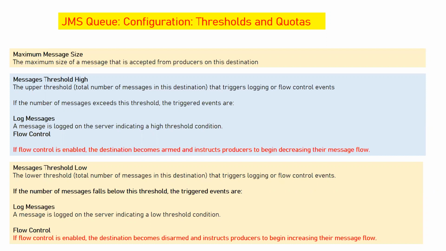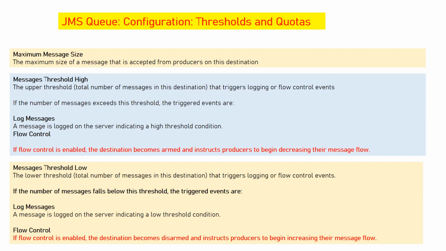In the previous slide we discussed the limits of your JMS server, and this is the threshold that we can configure for a JMS queue. Maximum message size means the maximum size of a message that can be stored in this particular queue. For example, if the limit is 2 MB, this queue will consume messages of a maximum size of 2 MB. If you get any message beyond that, you will see an error in your log files that the message is beyond the limit of the particular queue.